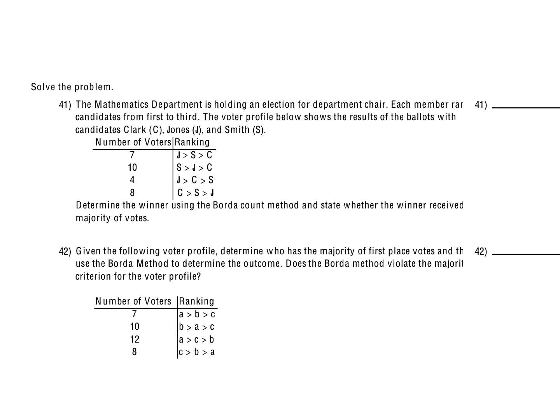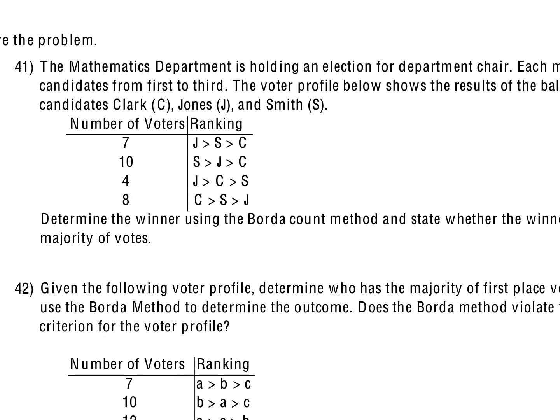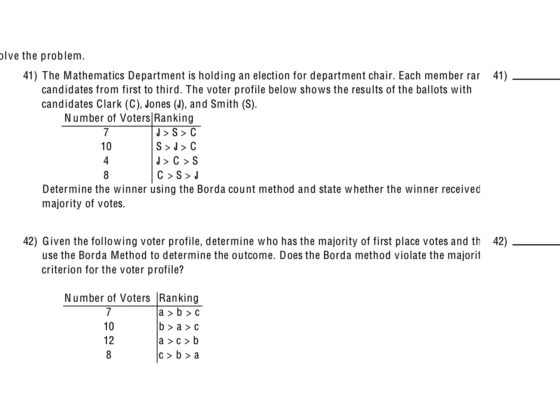Problem 41. The math department is holding an election for a department chair. Each member rates the candidates from first to third. The voter profile below shows the results of the ballots with candidates Clark C., Jones J., and Smith S. Okay, so it had this ranking, and we want to determine the winner using the Borda count method.